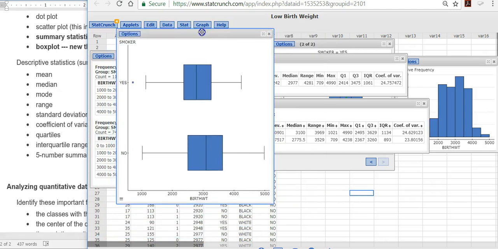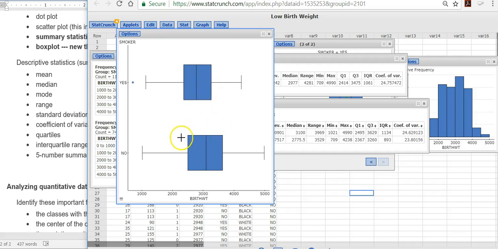And one other thing with the box plots, when we looked at the IQR for the two different groups, notice the IQR for the non-smokers was much higher than it was for the smokers. And when you're looking at the box plot, that's the width of the box. So you can see in the box plots that the non-smokers' box is much wider than the smokers' box.